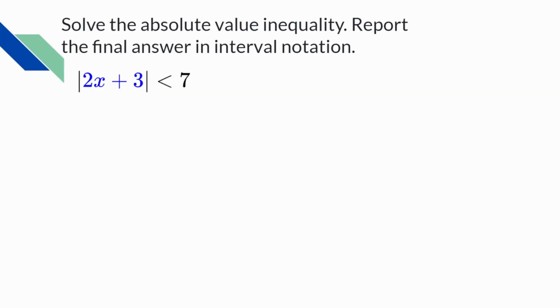Here we have an absolute value inequality. We need to get rid of these absolute value bars somehow and get this blue stuff isolated. To do that, we need to recognize that whenever we have an absolute value less than something, that translates into an and compound inequality. The blue stuff inside is greater than negative 7 and less than positive 7. So that's the meaning of absolute value is less than something. It translates into this.